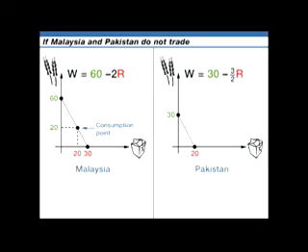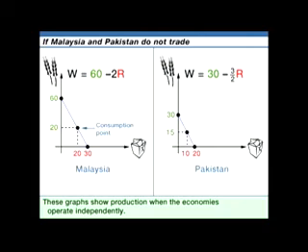We can say the same then about Pakistan. Pakistan has this table of production possibilities, and if it wants to operate by itself without trade, it's got to choose some point on this line, and that would be its consumption. So let's suppose that Pakistan chooses this point right here, which would be at 15 and 10. I'm going to imagine that Pakistan chooses to produce and consume 10 bushels of rice and to produce and consume 15 bushels of wheat.